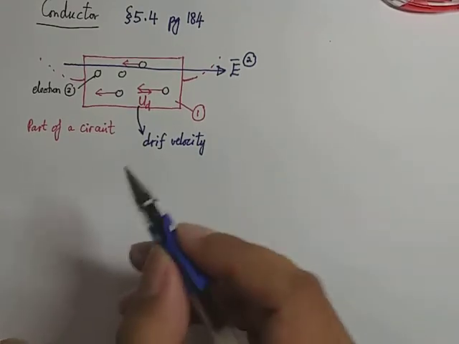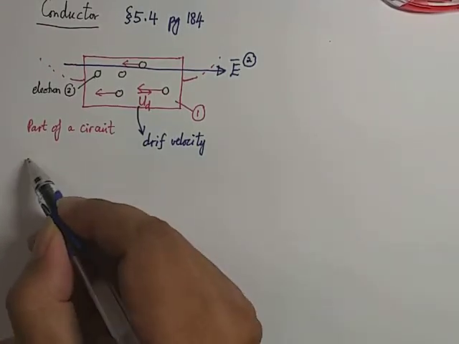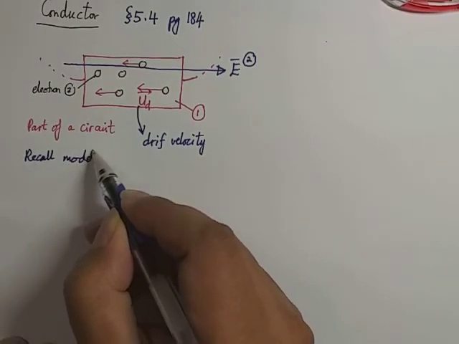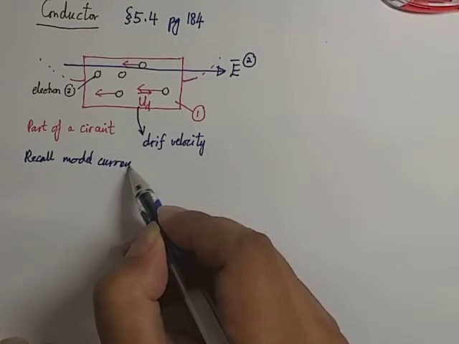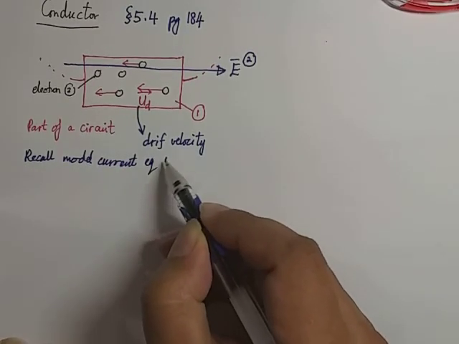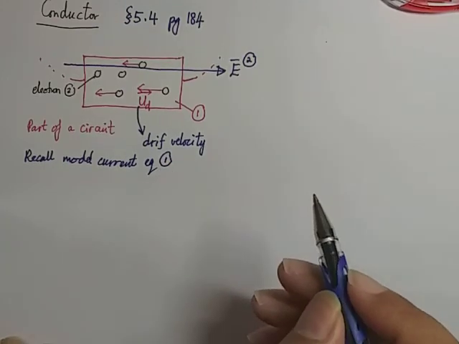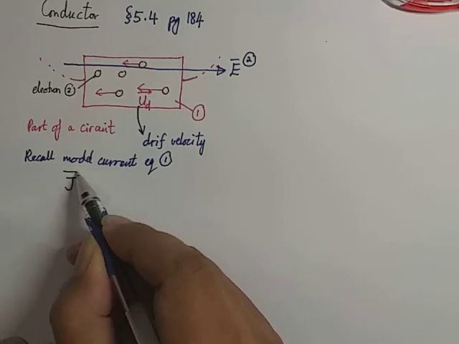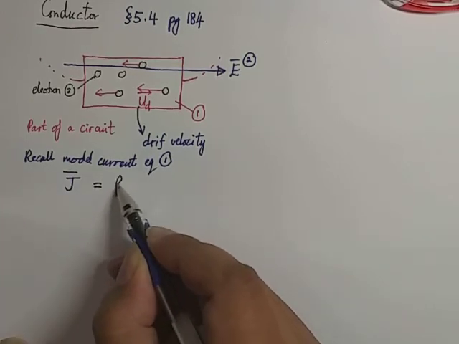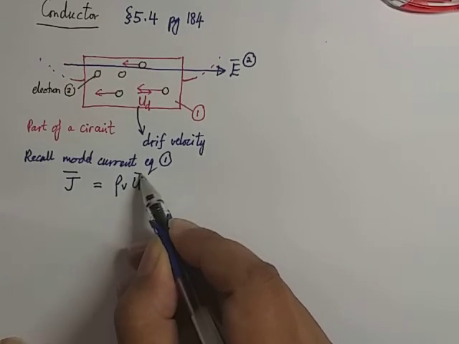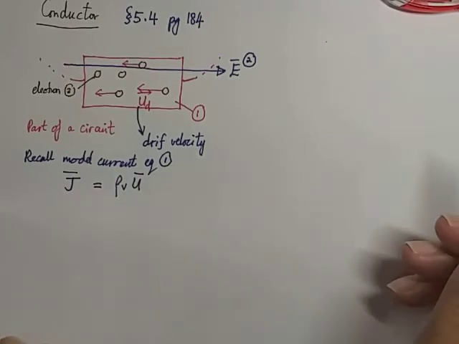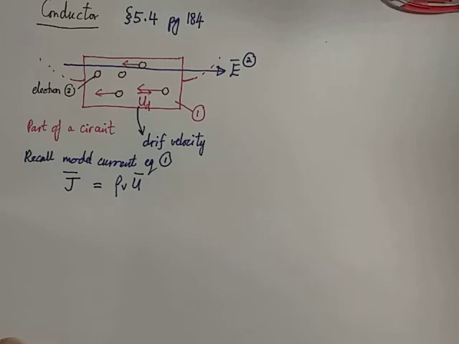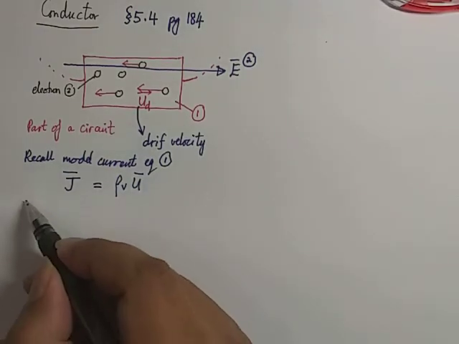So let's recall model current equation number 1, the equation that we introduced in the previous lecture. We know that J should be equal to rho V U. Remember that equation that we developed? We call this equation the convection current density. Now let's adapt this equation for our scenario, for a conductor.